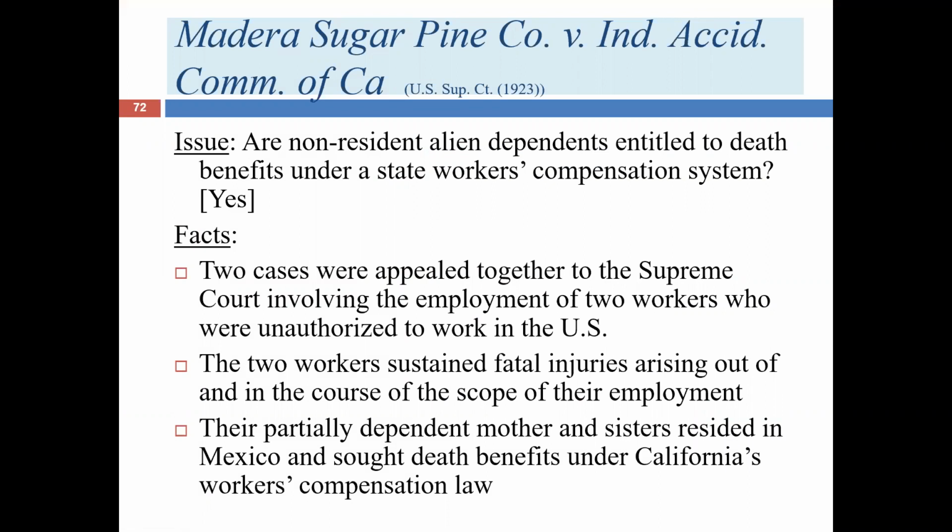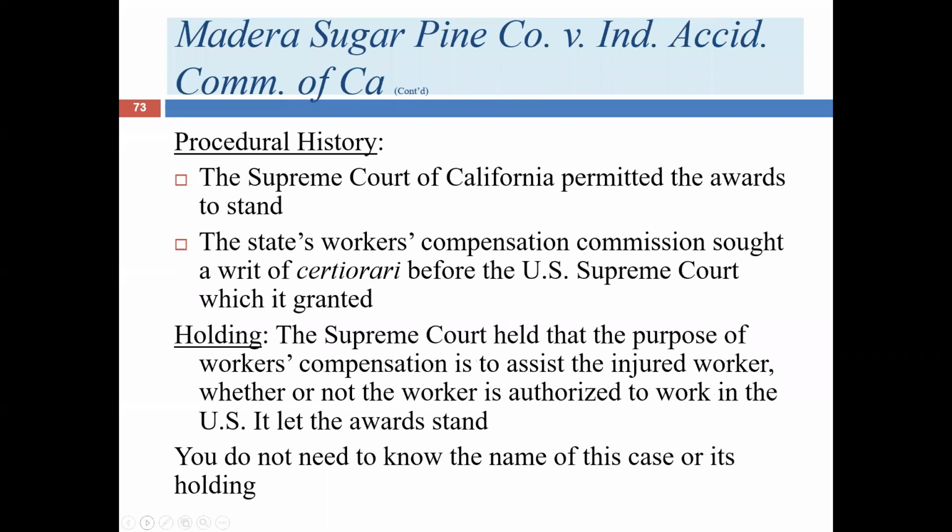His family, who were living in Mexico at the time, sued to collect the death benefit under the workers' compensation law. Well, the issue was this person who shouldn't have been in the United States to begin with and shouldn't have been working in the United States, but in fact was working in the United States: should that death benefit pay out? And in this particular case, the Supreme Court held that the purpose of workers' compensation is to assist the injured worker, in this case, the injured worker's family. Whether or not the worker is authorized to work in the United States isn't really the issue, so the court let the award stand. You don't need to know the name of this case or its holding.